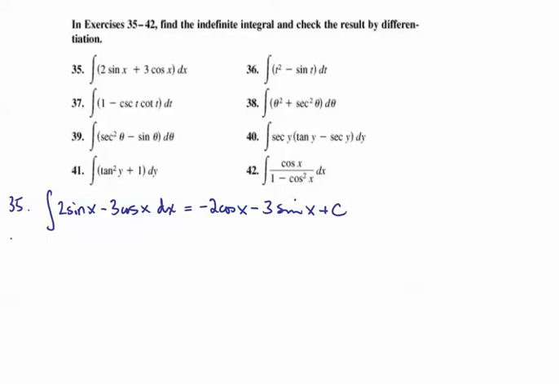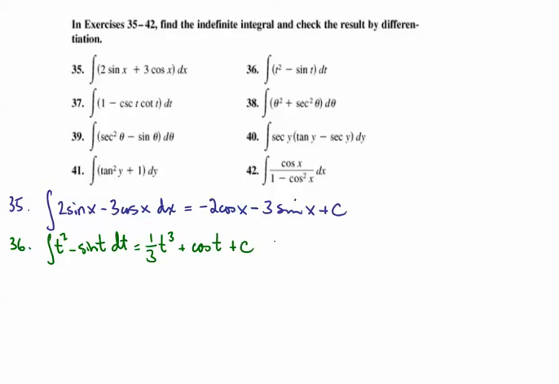Next, number 36. We have the integral of t squared minus sine of t dt, and so t squared becomes t to the third over 3, or 1/3 t cubed, then minus the antiderivative of sine, which is negative cosine, and so that would be plus cosine t plus c.